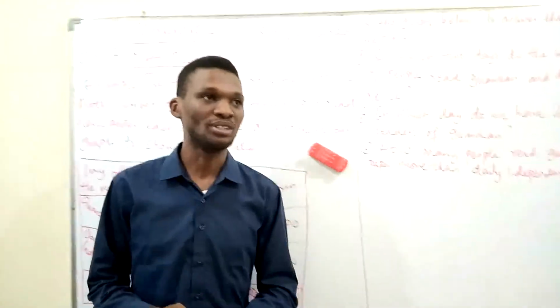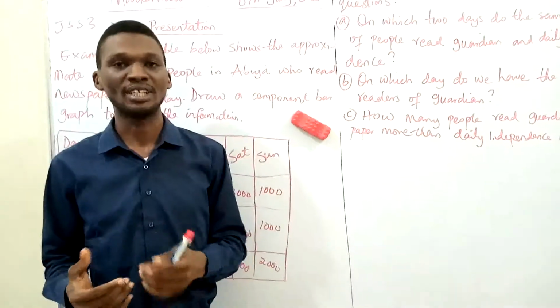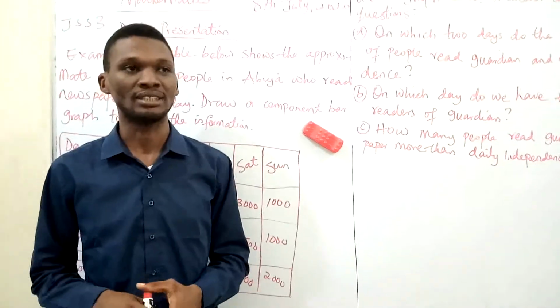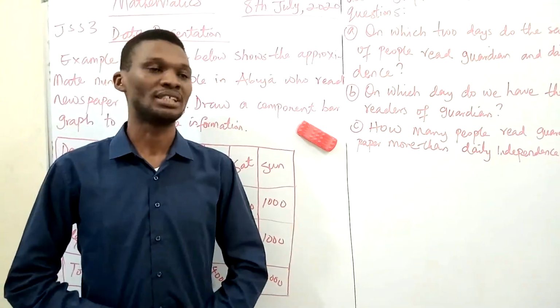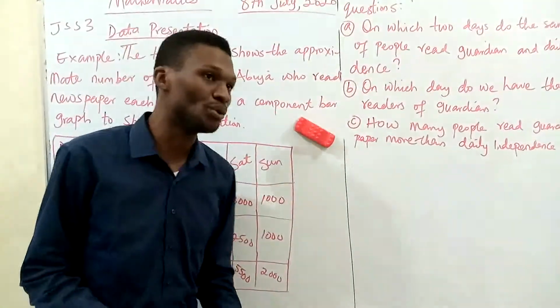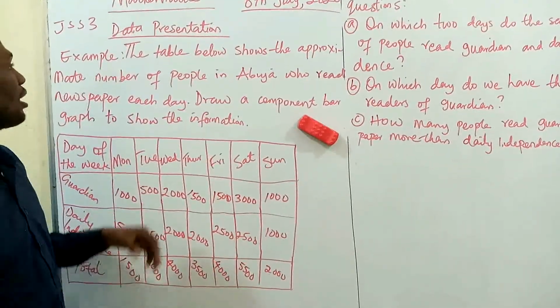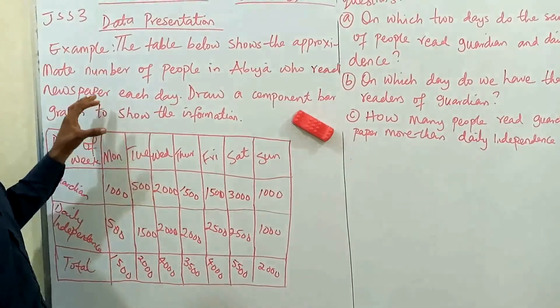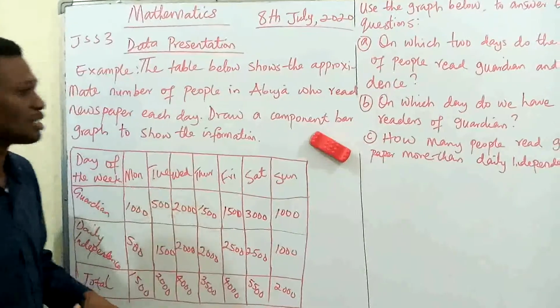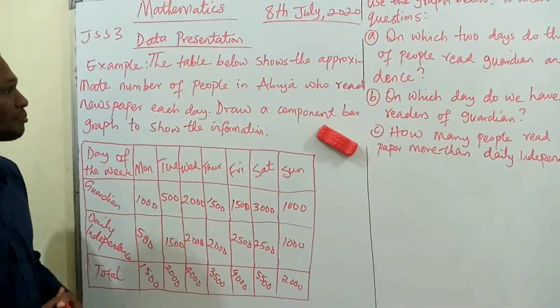For our bar chart, we say it is divided into two: the single bar chart and the component or compound bar chart. We were done with our single bar chart, and we started with our component bar chart, which we are going to round up today. We have a question on the board that helps us to explain the component bar chart better.